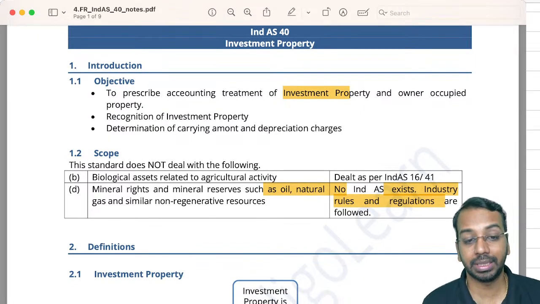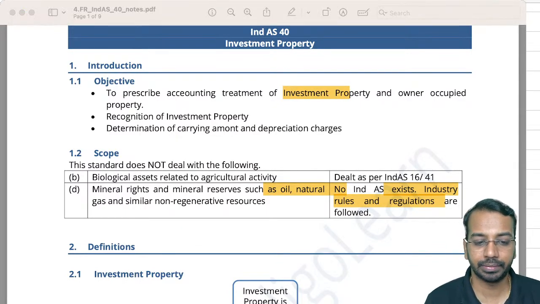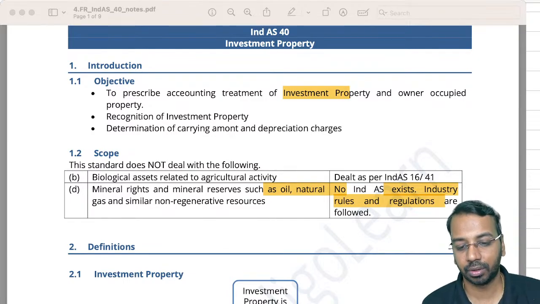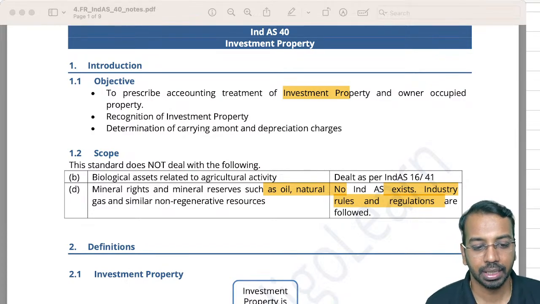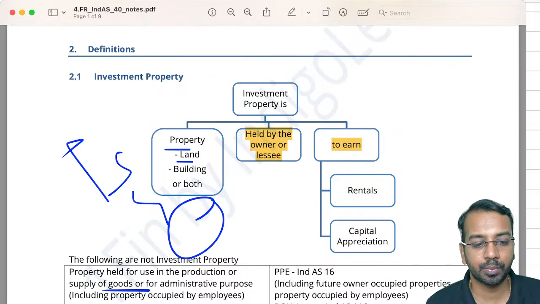Now, investment property, Ind AS 40, as we understood in the previous session, this deals with what? Property which is held for investment. Property, when we say land or building, right? Now, this standard does not deal with biological assets because those are not land and buildings, and it also doesn't deal with mineral rights and mineral reserves because they follow the respective practices in the industry.